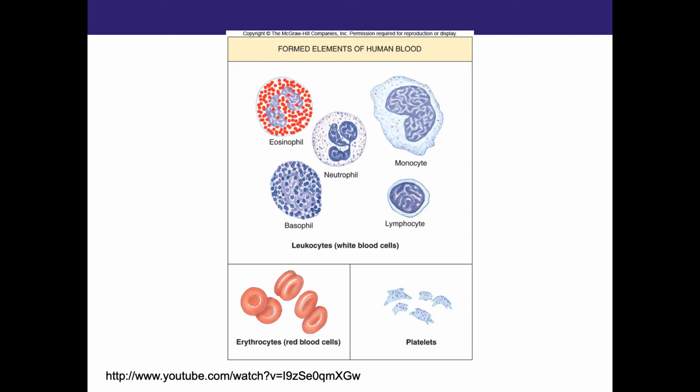Monocytes replenish macrophages and dendritic cells. So monocytes can differentiate into macrophages. Macrophages go along and eat foreign bodies. The next one is eosinophils. Eosinophils play a role in combating parasites.